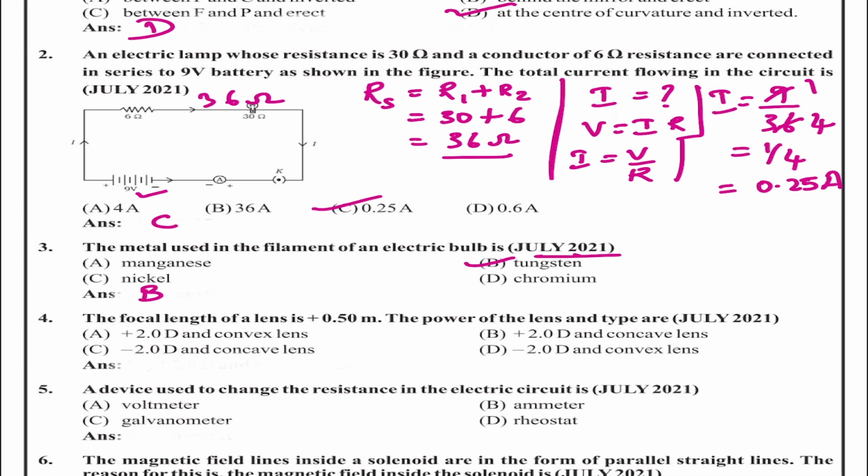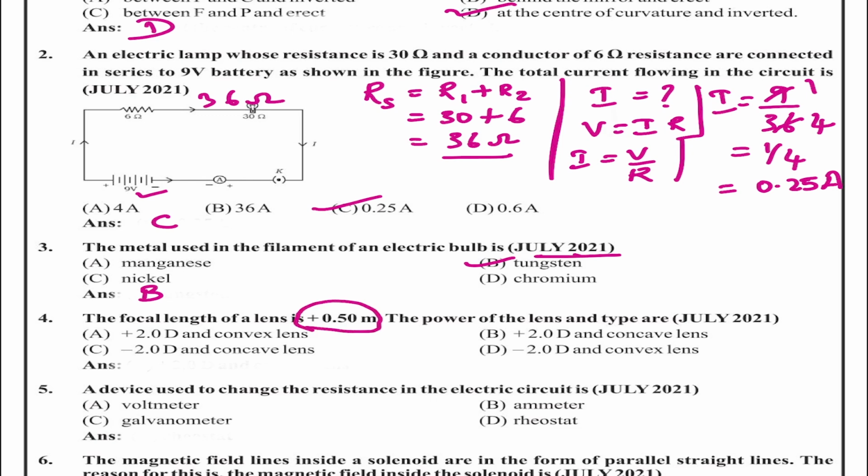Coming to the fourth question. The focal length of a lens is plus 0.50 meter. The power of the lens and the type. They have given the focal length. We are supposed to find the power of the lens as well as what type of lens it is. While solving MCQs, the deleting method also plays an important role depending on the question. Let us try that method.